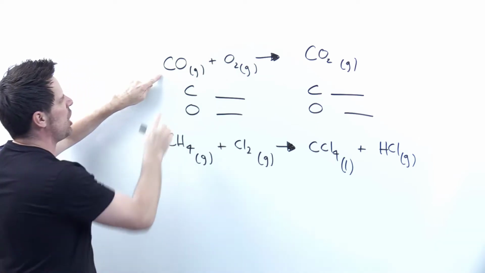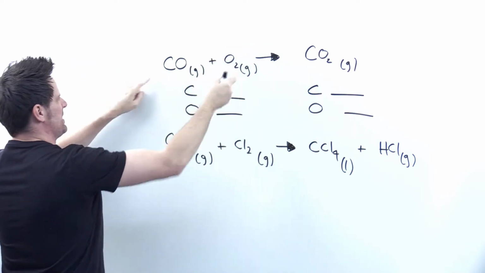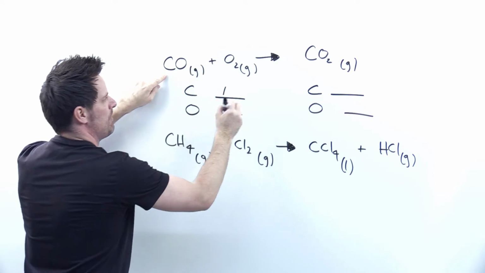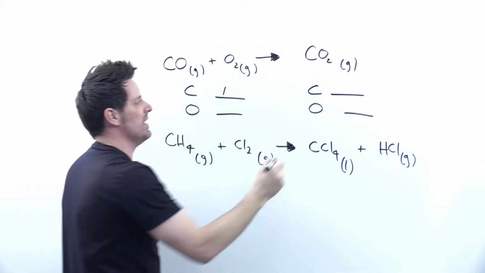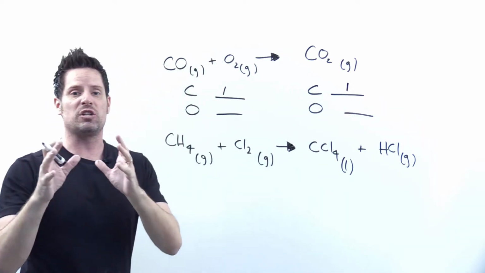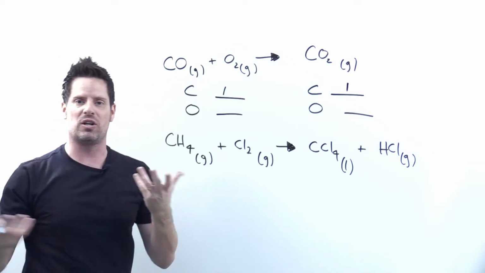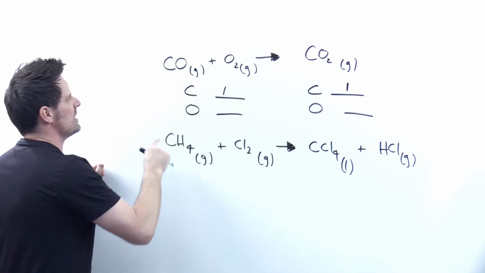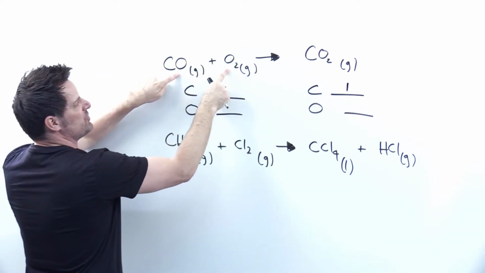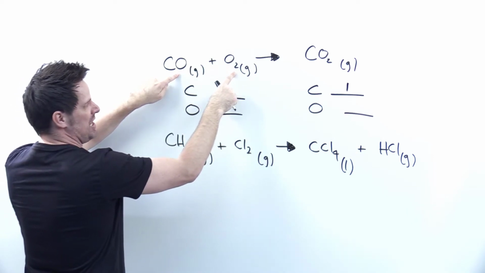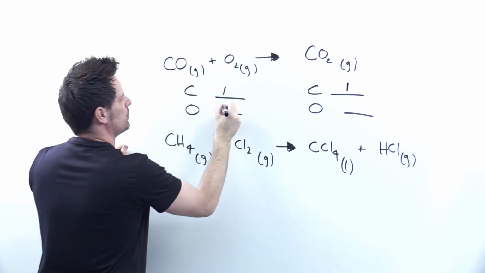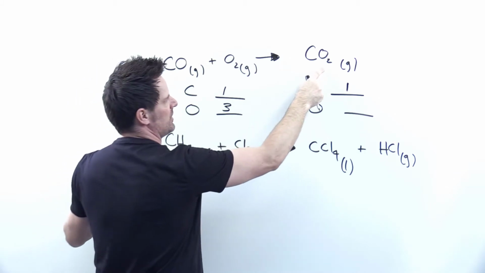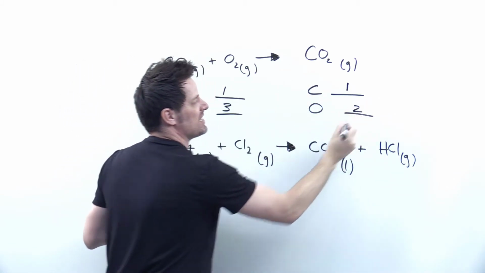Now we'll take a look. How many carbons do I have total on the left? Everything to the left of the arrow? Well, I only have one. How about on the right? I only have one. So as far as the carbons go, these are balanced because I've got the same number of carbons on both sides. Now to the oxygens. I've got one oxygen here, and I have two oxygens here implied by that two subscript. So 2 plus 1 is 3 total oxygens. On the right side, I have 2, so that is not balanced.